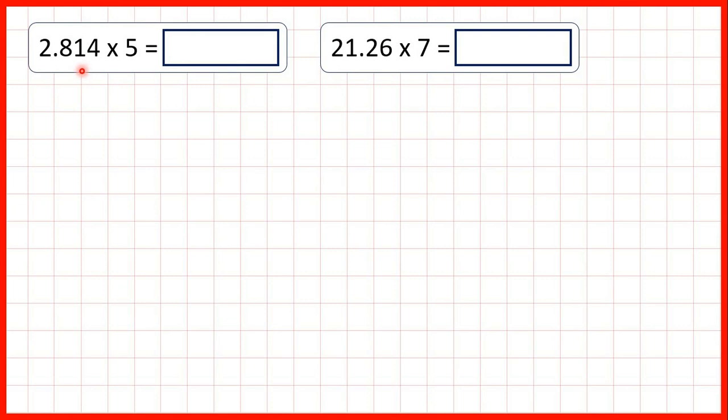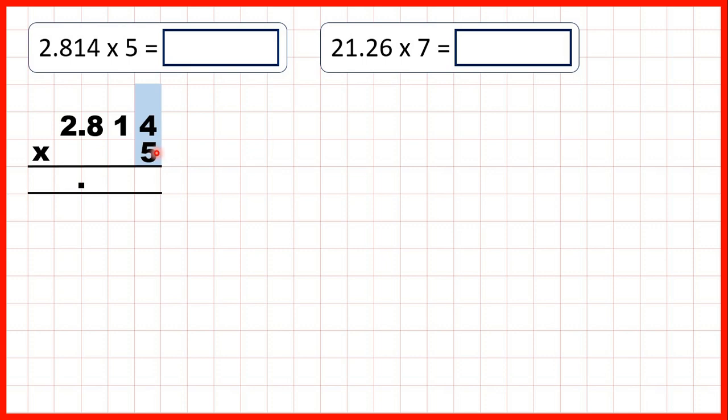Now we need to multiply a decimal by a whole number. So first we have 2.814 times 5. What we need to remember is that we copy down the decimal point into our answer so that it's directly below the decimal point in the number that we're multiplying. So if we're multiplying a number that has 3 digits after the decimal point, we need 3 squares after the decimal point in our answer.